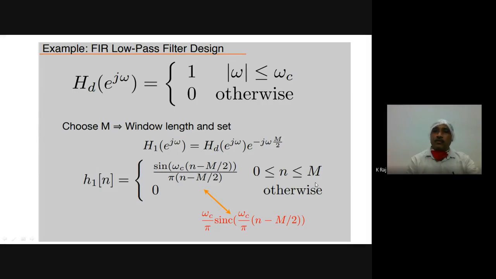And it has also been derived in the previous classes here, otherwise this value will become 0 here. Now, if we apply some manipulation, then we will find that it is nothing but a sinc function that is represented as omega c by pi, sinc omega c by pi multiplied by n minus m by 2. So, this is a sinc function here.